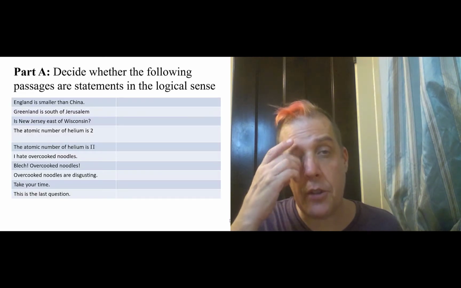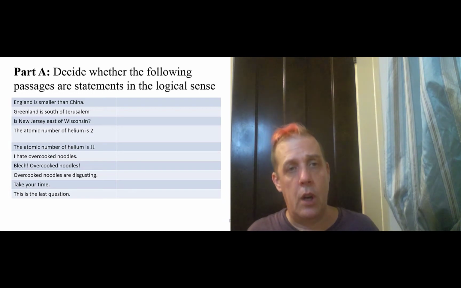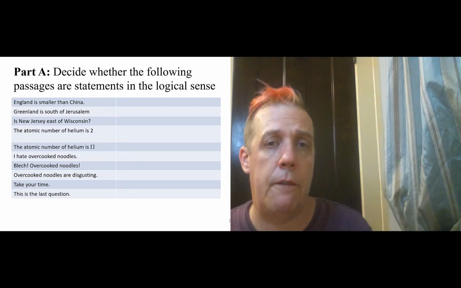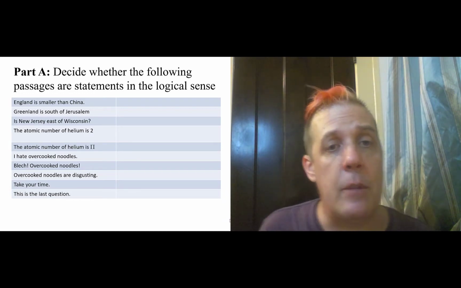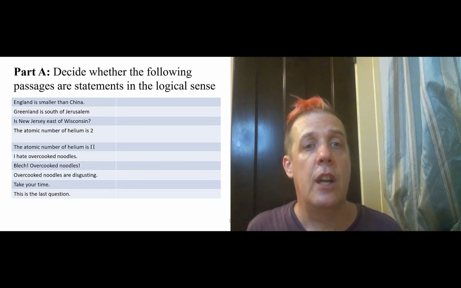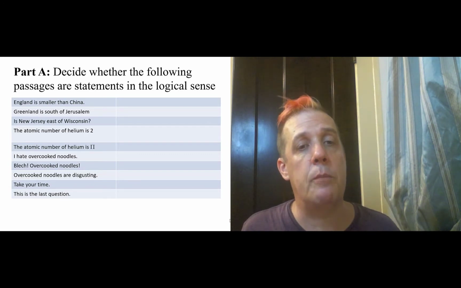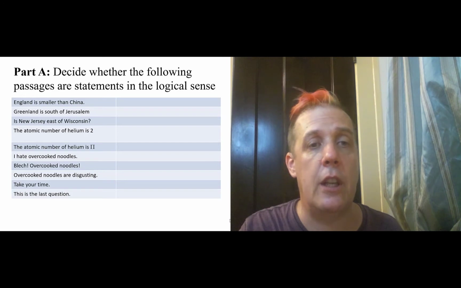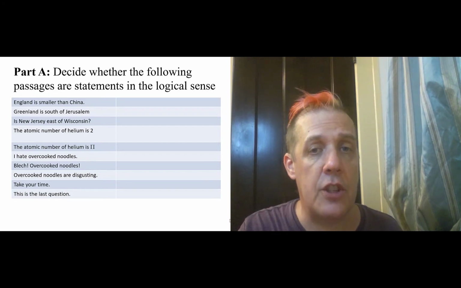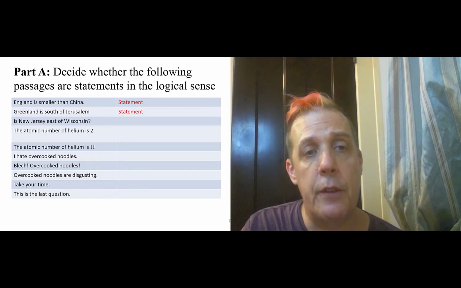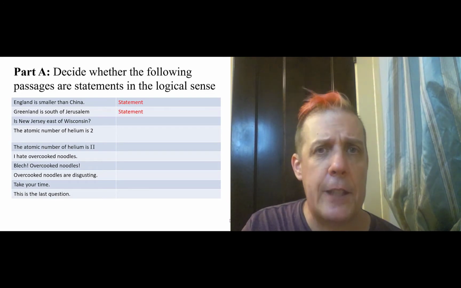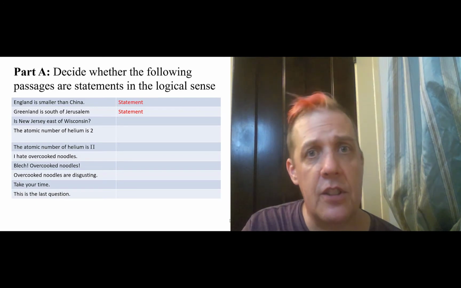Also exclamations, oh, the poor man. So your first exercise was just to identify which of the following things are statements in the logical sense. Some of these are pretty straightforward, but some of them might be a little bit more tricky. England is smaller than China. Yeah, that's a statement. It's just a true statement. Greenland is south of Jerusalem. Well, that's false, but it's still a statement, because a statement can be true or false.